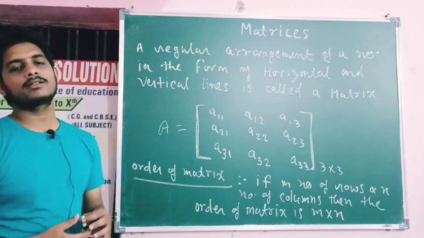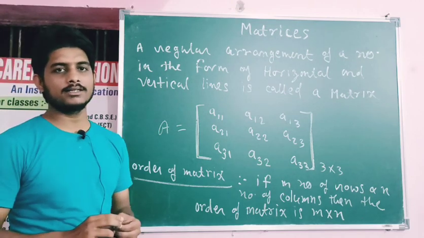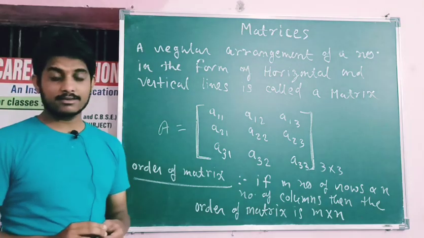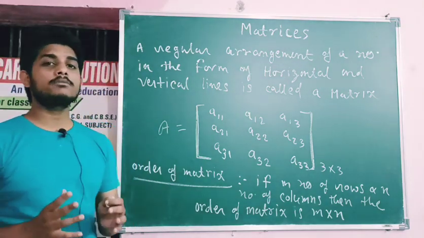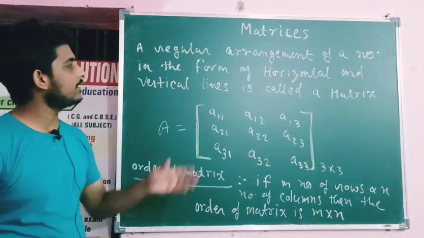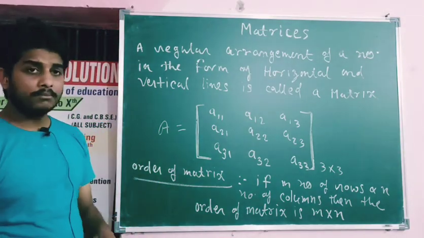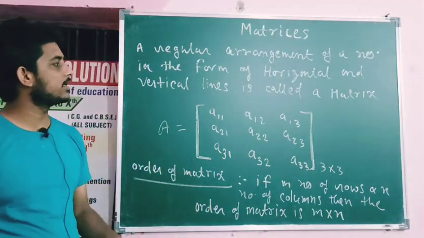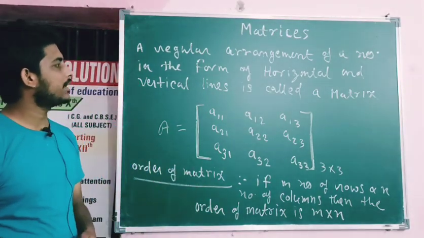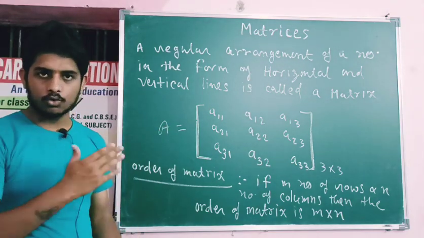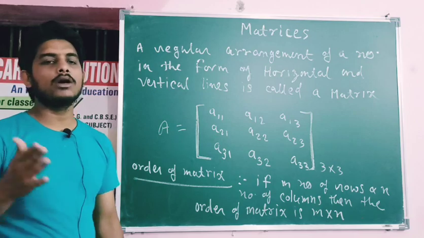Today we are going to discuss a very interesting chapter of class 10th mathematics for the ICSE board, which is matrices. What are matrices exactly? It is the arrangement of numbers in the form of horizontal lines as well as vertical lines. Means there are a lot of numbers arranged in horizontal lines as well as vertical lines, which is called a matrix. Horizontal lines are called rows, whereas vertical lines are called columns.